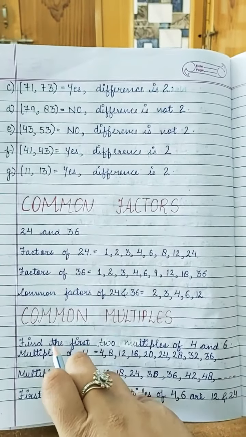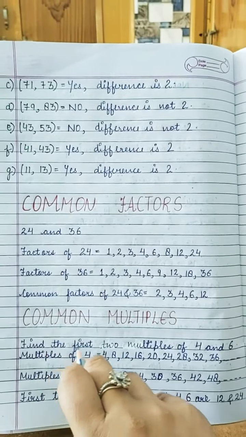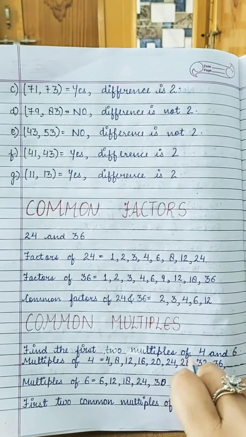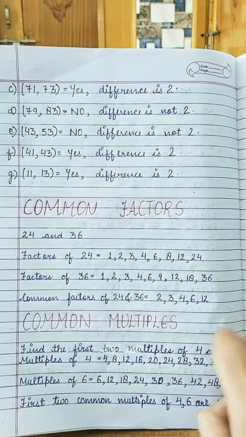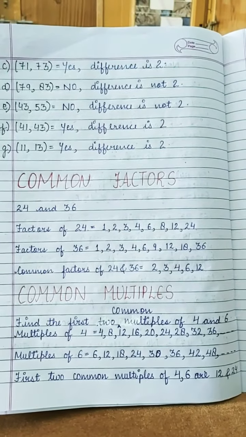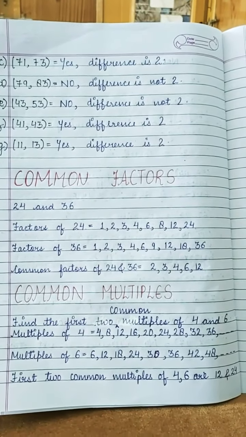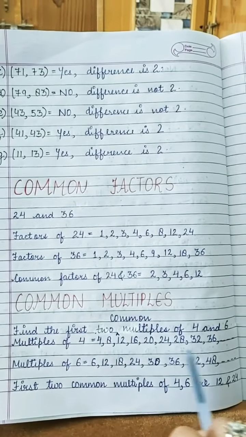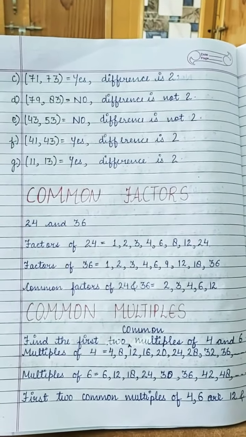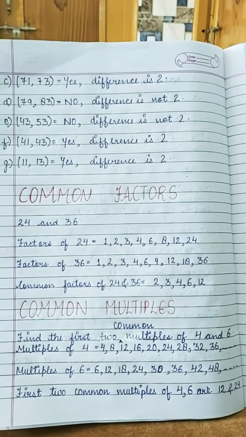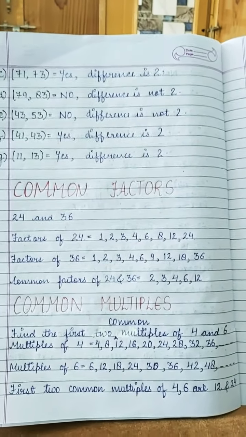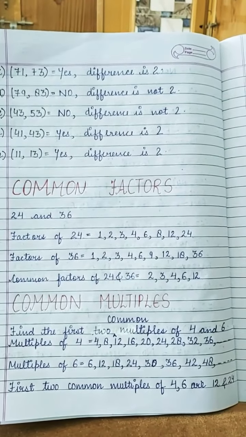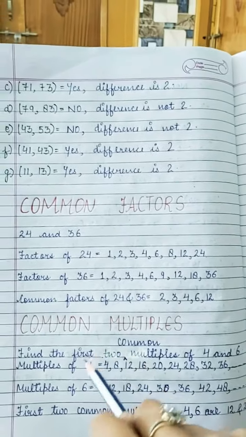Now if the question asks, find the first two common multiples of 4 and 6, first of all write the multiples of 4 and 6. As I have told you earlier, a number has finite factors but infinite multiples. So 4 and 6 have infinite multiples, and I have written some of the multiples of 4.